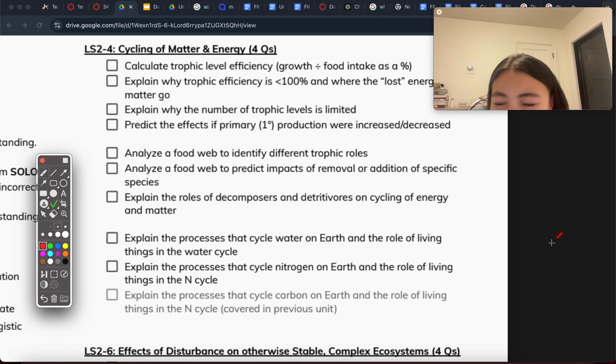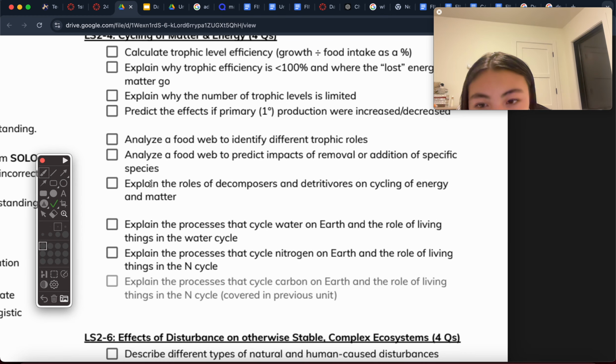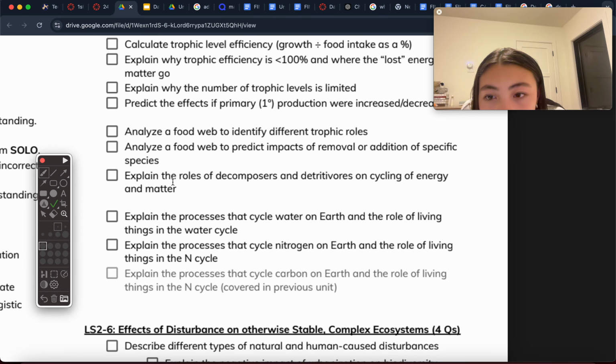And then it's also like waste. Oh yeah, it's waste, because then decomposers eat that and then it's like spit out nitrogen, stuff like that. There's also probably going to be a diagram for that too. So that's very cool. Okay.